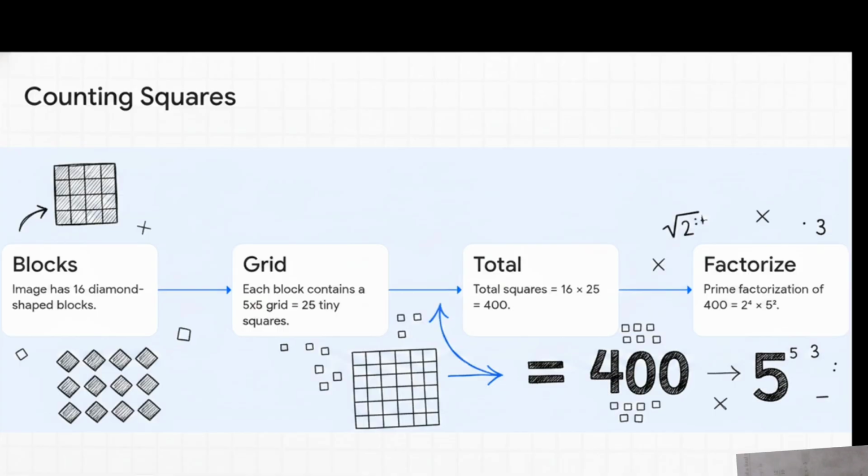Now we have to find the prime factorization of 400. 400 is 16 into 25, so that's 2 power 4 into 5 squared. Final answer: 400 squares, and the prime factors are 2 power 4 into 5 squared.